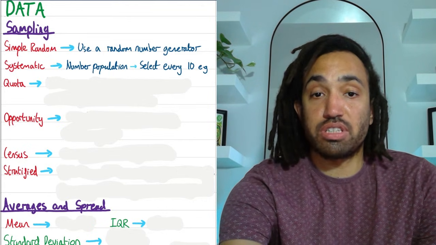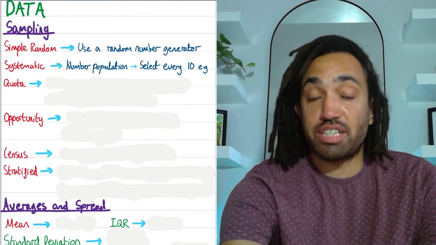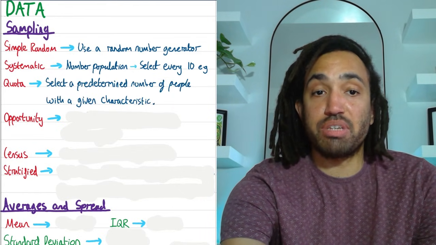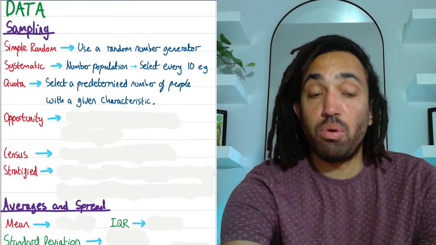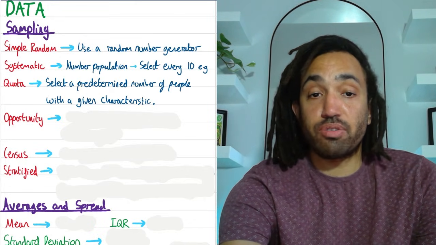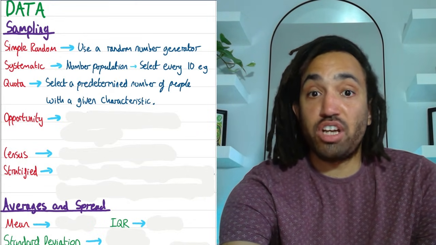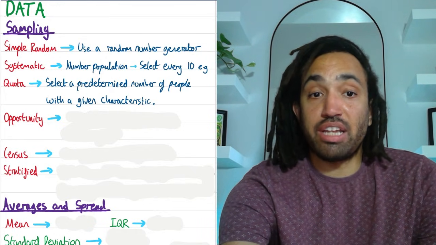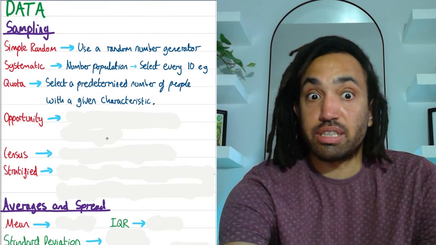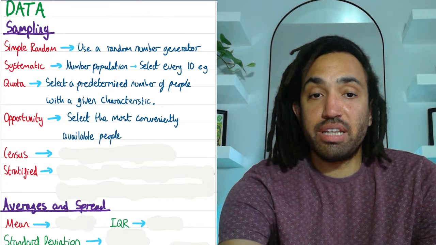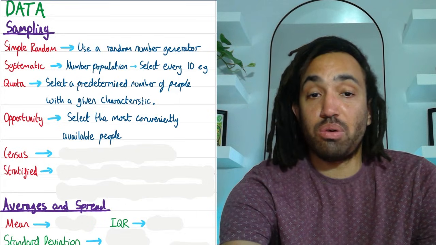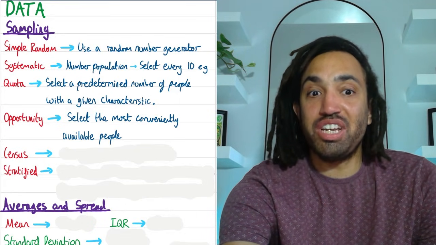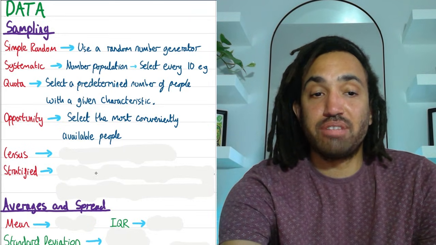For example, you could select every 10th person, so you get the 10th person, 20th, 30th, etc. Quota sampling, this is when we set a predetermined number of people with a given characteristic. So for example, you might say, I'm going to select 30 people over the age of 60, and once you've found those people, then you don't select any more people over the age of 60. Opportunity sampling, this is also known as convenience sampling, or pretty much like lazy sampling essentially, because you just select the most conveniently available people to you.